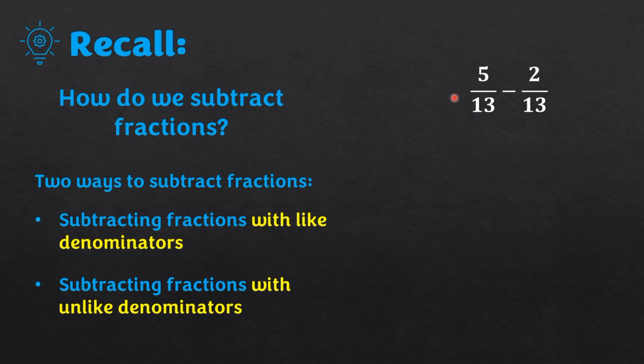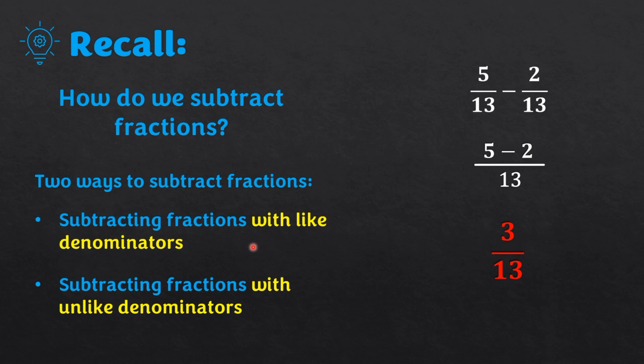Let's have this example. 5 over 13 minus 2 over 13. As you can see, the denominators of the fractions are the same. So we will copy the 13. And then we will simplify the numerator by subtracting. So 5 minus 2, we will get 3. So the final answer here is 3 over 13. So that's how you subtract fractions with like denominators.